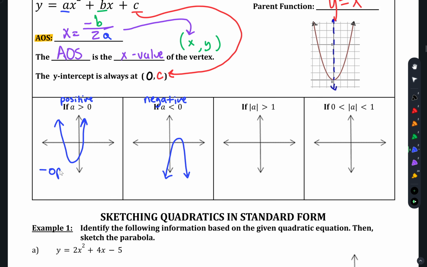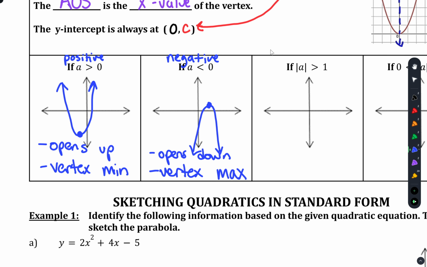So again, opens up. My vertex here is a minimum. This one opens down. And my vertex is the maximum. This is dealing with only the sign of that A value, positive versus negative.